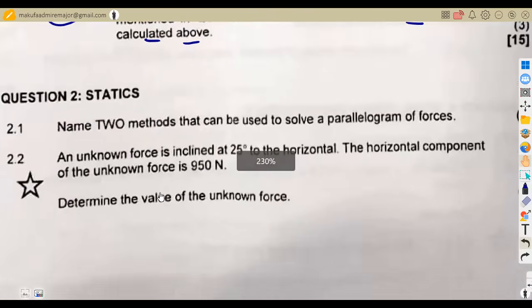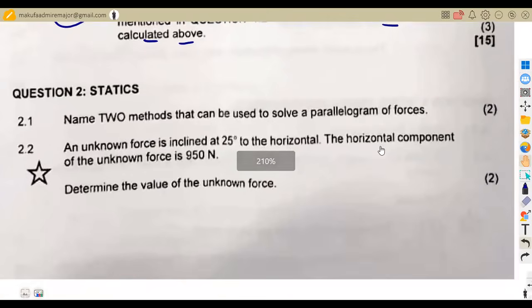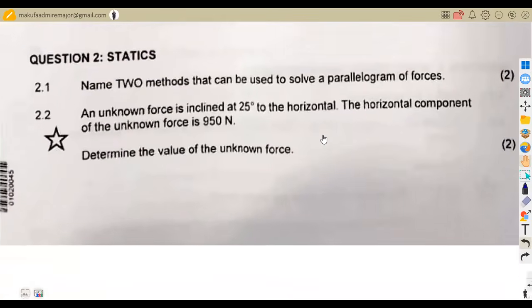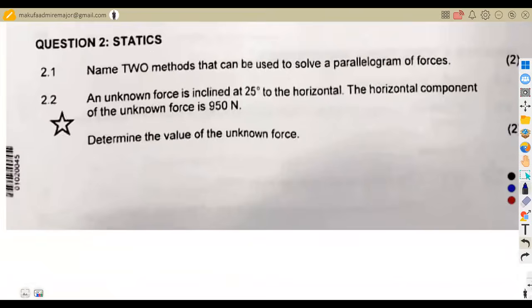All right, let us check the question 2 now, whereby we are given the part of statistics. Sorry, statics, I'm now thinking of our mathematics. So we have got the statics part, whereby now we are given 2.1, name 2 methods that can be used to solve parallelogram of forces.